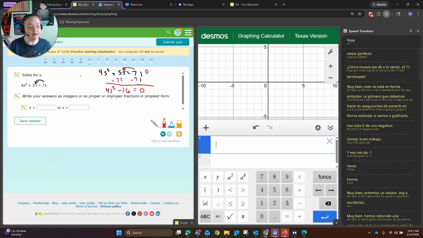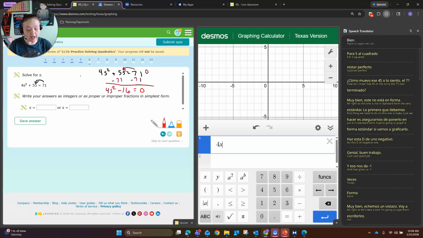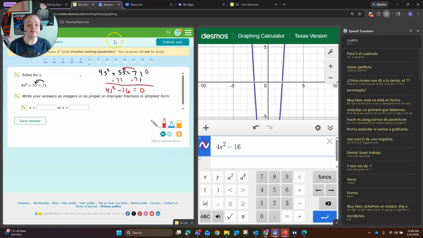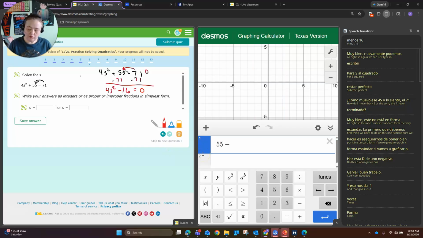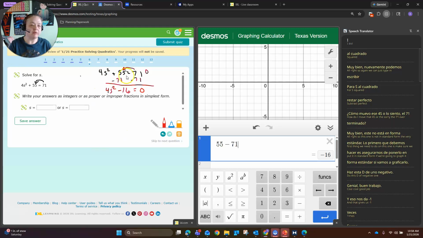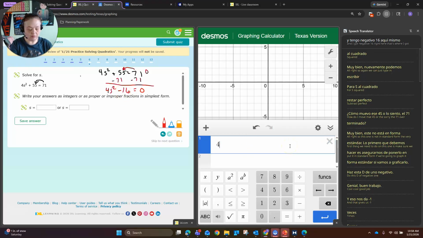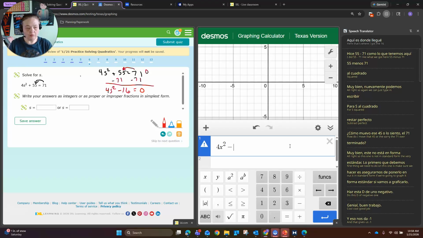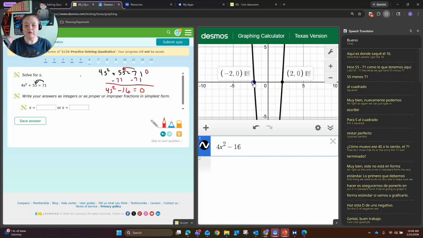Now from here, we can graph it. All right, so again, we can just type in 4x squared minus 16. I did 55 minus 71, like what we got here, 55 minus 71. And I got -16 right here. That's where I got the 16. Okay, and then again, if we look at the graph, we have the solutions at 2 and -2.